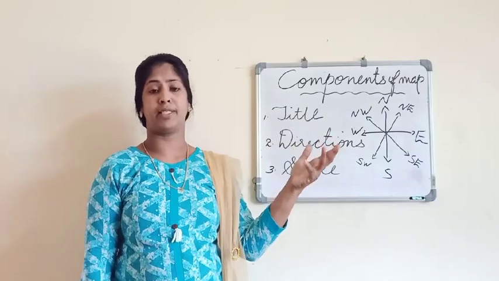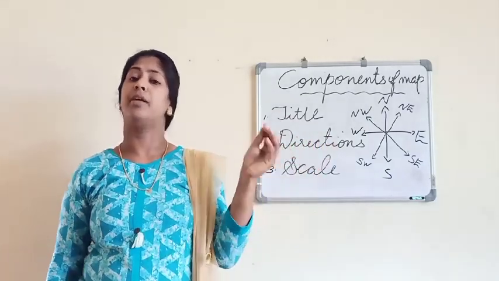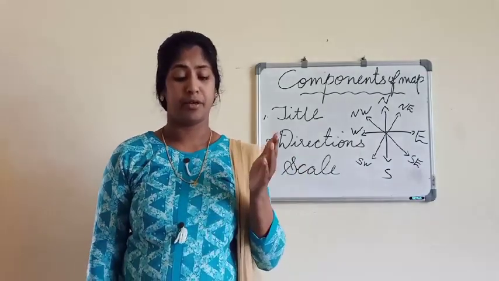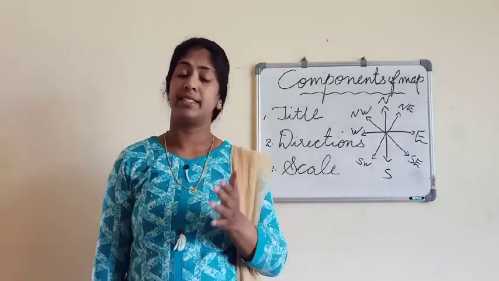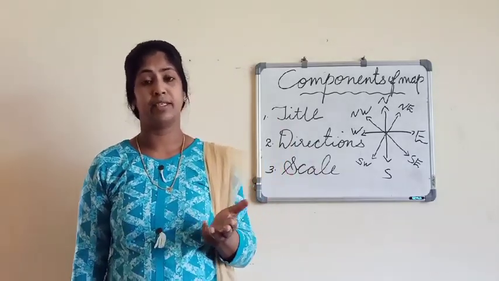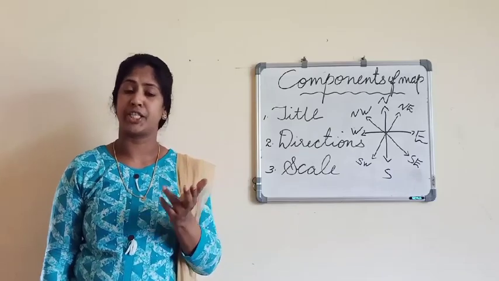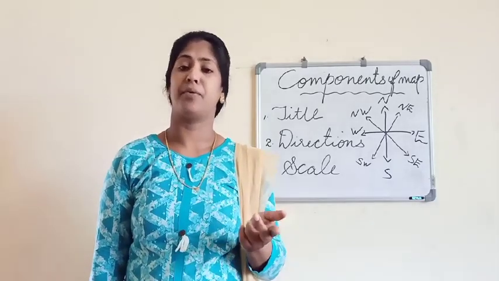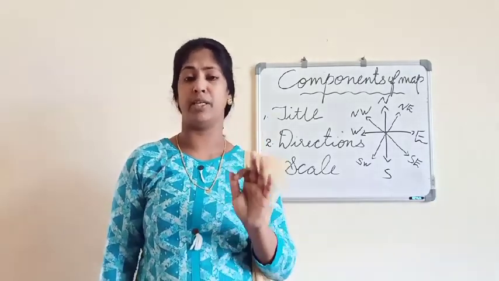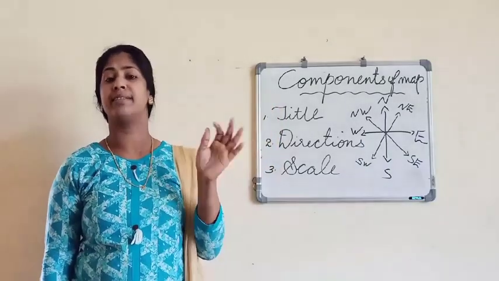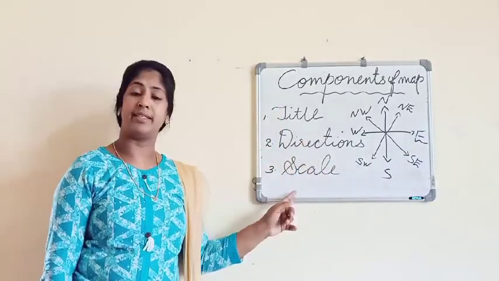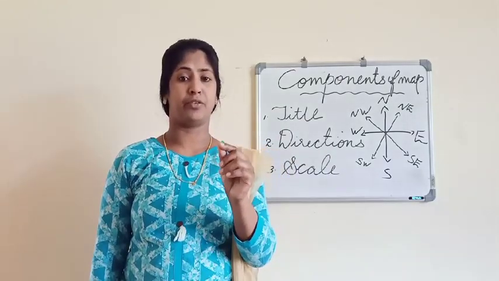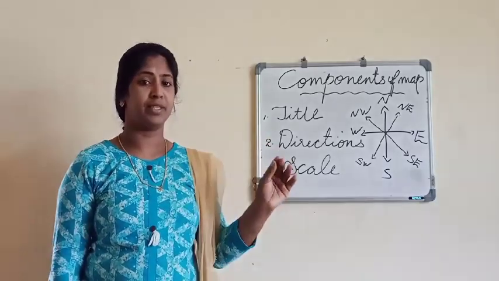In different maps, different methods have been used for representing this scale. Firstly, it is the verbal scale method, and second one is representative fraction, also known as numerical fraction method, and third one is graphic scale or linear scale method. These are the three common methods for representing scale on the map. So let us see each one. First one is the verbal method. The first method for representing scale on the map is the verbal method.